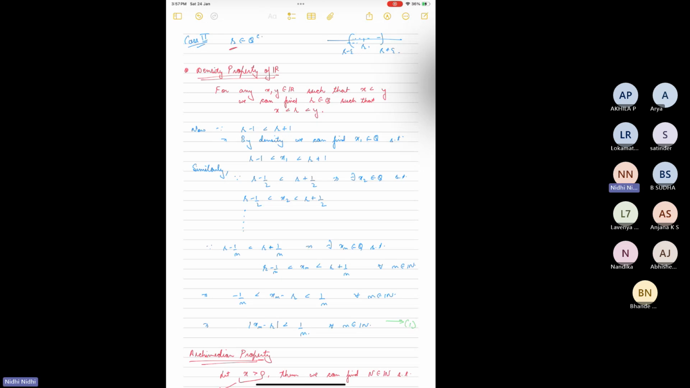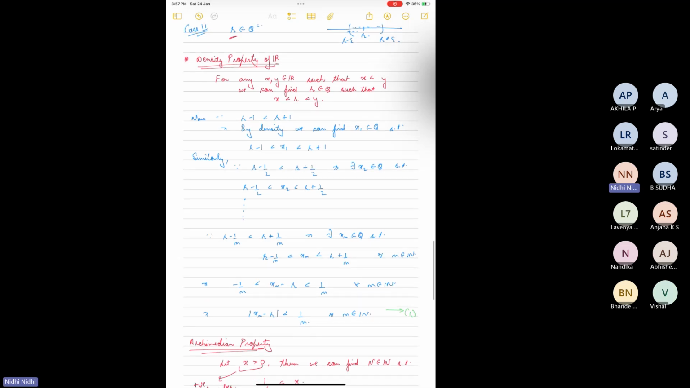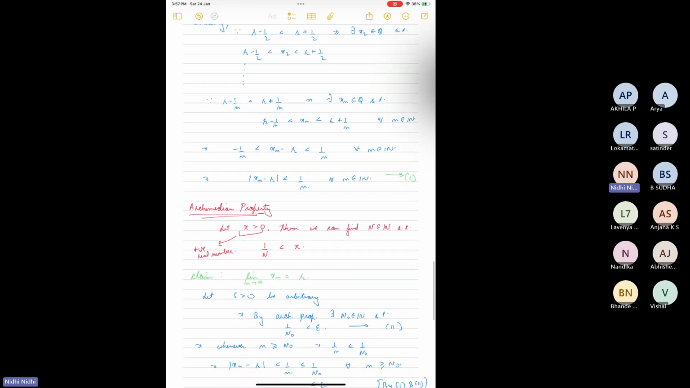So our aim was to find a sequence of rational numbers which is converging to R, which is an irrational number. The Archimedean property has various versions. The version that we are using here says that if x is a positive real number, then I can always find a natural number n.